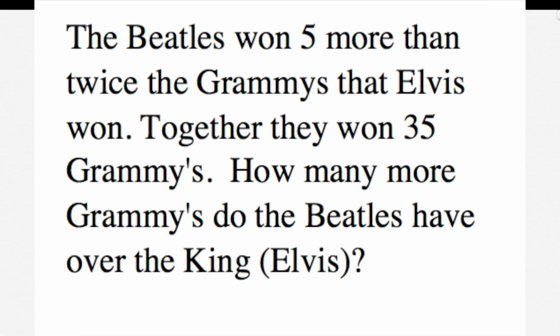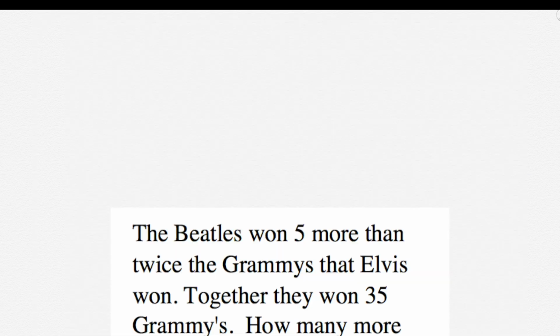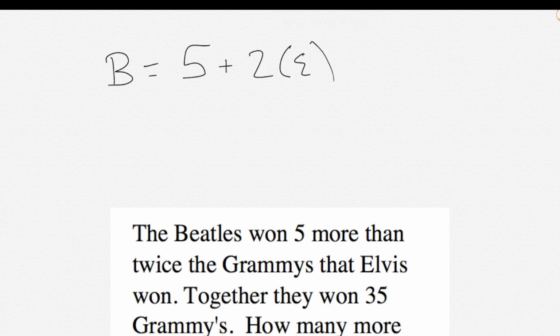Okay, welcome back, folks. I hope you tried this on your own. Now we're going to try it together, okay? All right, so how do we put that into an equation? We have here the Beatles won 5 more than twice Elvis. So that's an equation: B equals 5 plus 2E. If Elvis won 0, then B would equal 5. If Elvis had 1, then B would equal 5 plus 2 times 1, which would be 7.